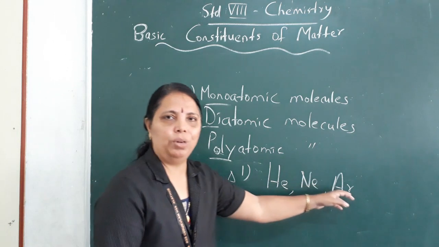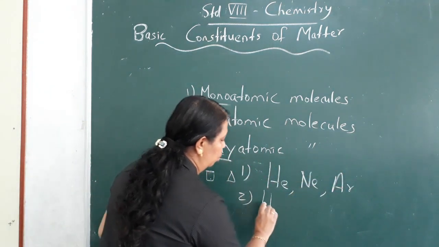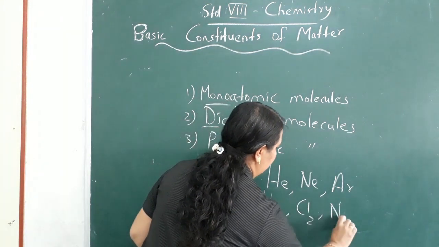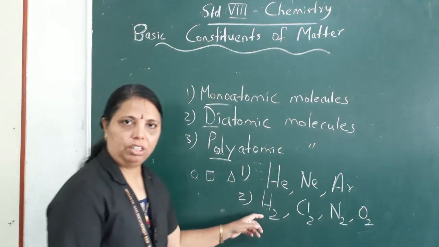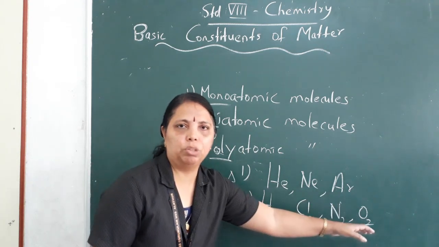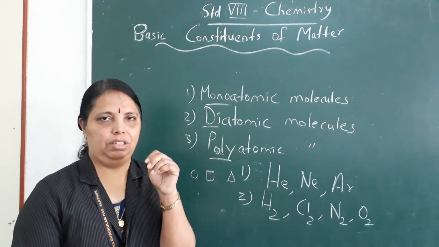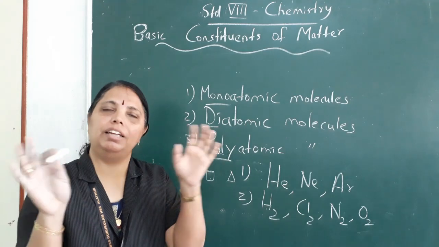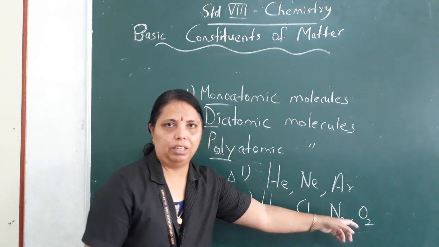So they are monoatomic. But there are some atoms that always go in groups, pairs. Many examples are there. Hydrogen, chlorine, they always prefer to be in pairs, 2 atoms. Always 2 atoms together will be there in the atmosphere. Okay, so they are called diatomic.